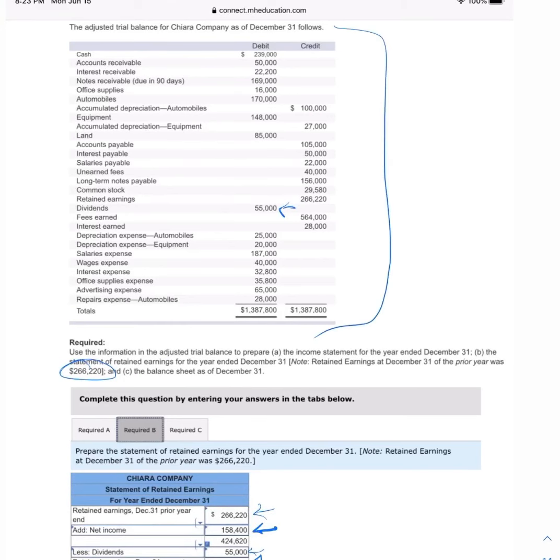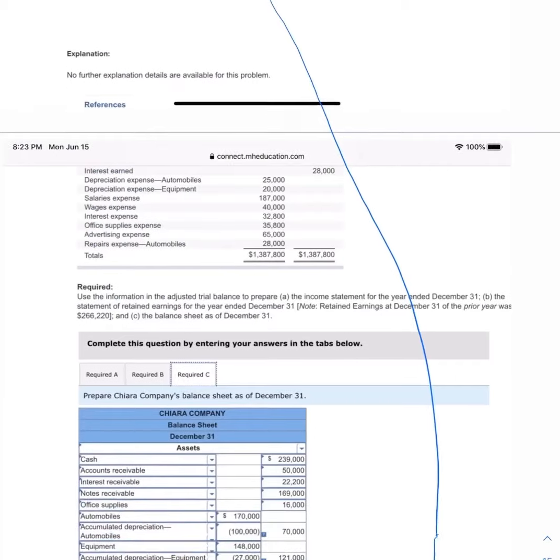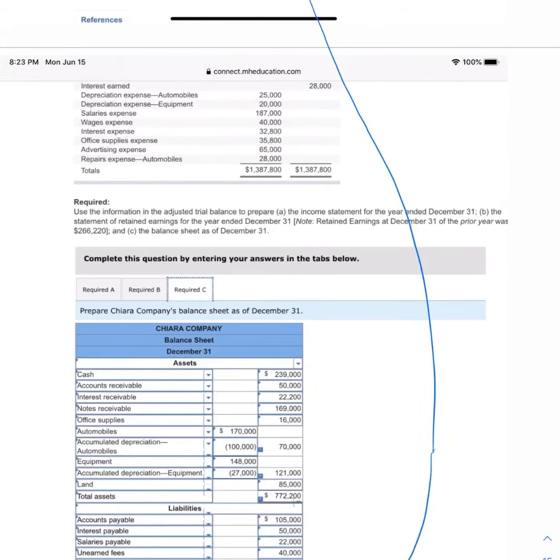So we'll look at a couple of them really quickly just so you can see that happening. So $239 for cash, $50,000 for accounts receivable, and sure enough, you see those all coming in right there. Do be careful on a couple of these, like the automobiles and the equipment. Those should both have associated contra accounts. For the automobiles, it is accumulated depreciation - automobiles, and for the equipment, it is of course accumulated depreciation - equipment.